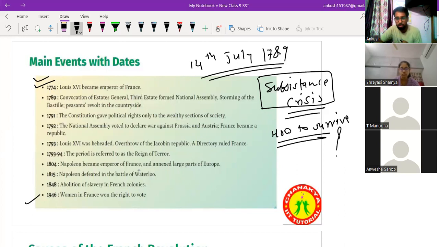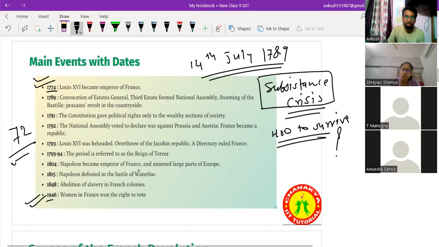At the end of the 18th century, starting from the 19th century and even till the mid 20th century, it continued. Between 1774 and 1946, how many years in total? 72 years the people fought for their rights. How many years? 72 years.